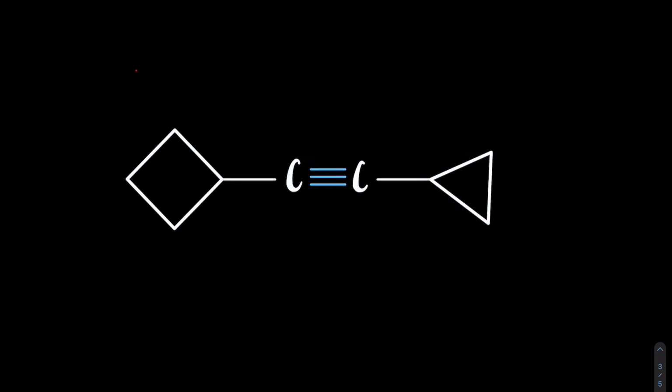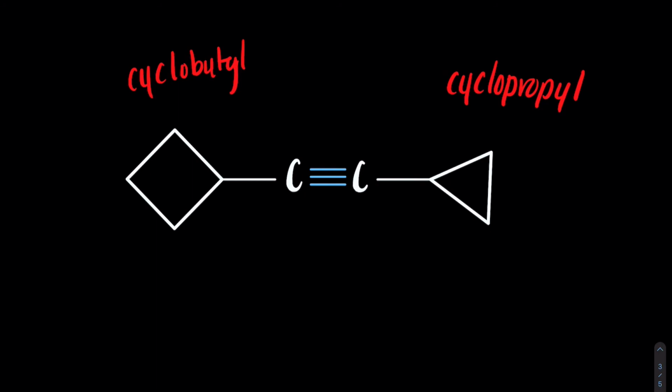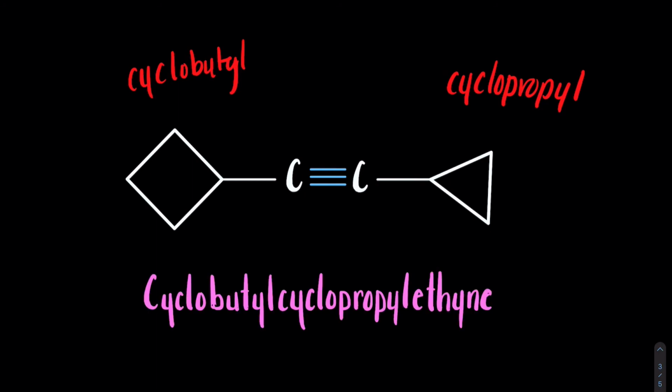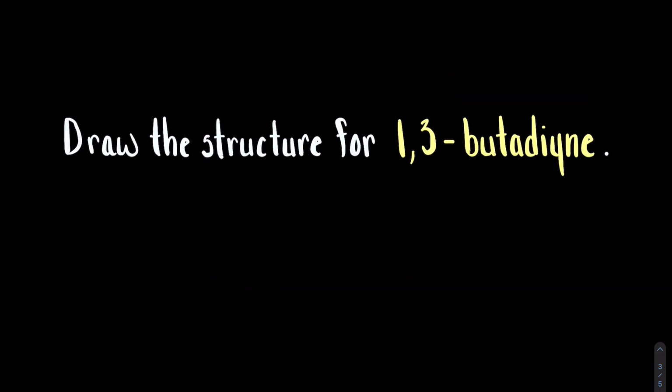So we see over here we have a cyclobutyl group. And then over here we have a cyclopropyl group. So the name of this compound is cyclobutyl cyclopropyl ethyne because we have 2 carbon atoms in between the cyclobutyl and cyclopropyl groups. So now we have this problem.